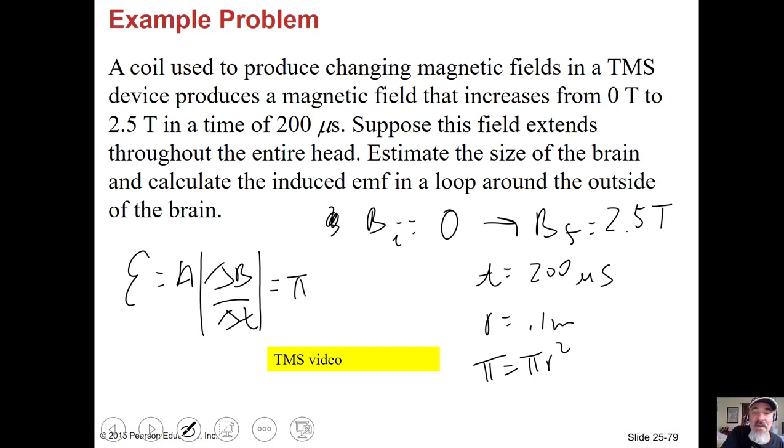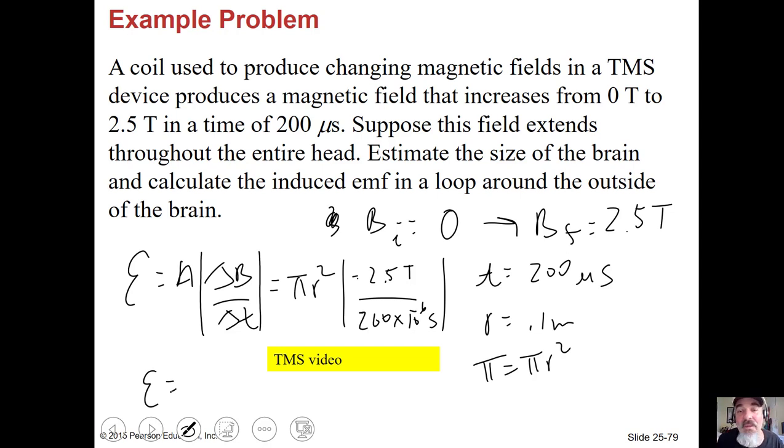Pi r squared, then the magnitude of the change. So 0 minus 2.5. You can see the use of the absolute value sign. So I had 0 minus 2.5. I didn't write the 0. And then 200 microseconds. Okay, and then you can calculate how much EMF is actually induced.